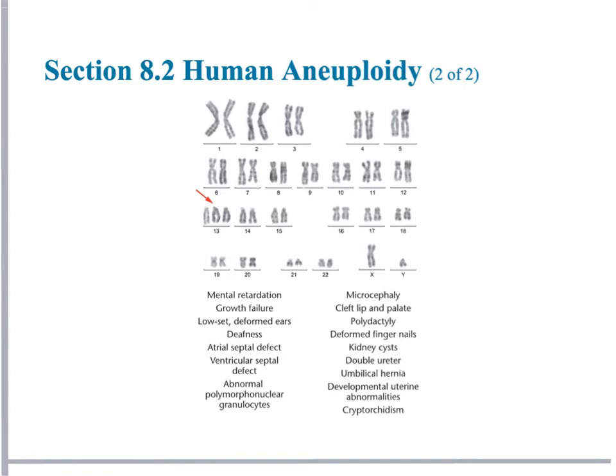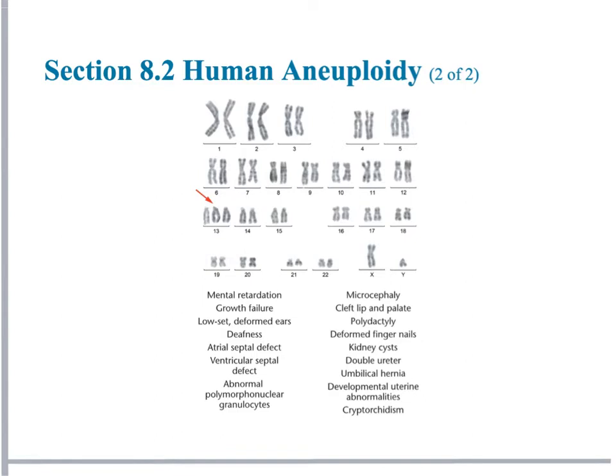Also, heart disorders, the atrial septal defects or ventricular septal defects, either of those in the heart or both, and deformities of the heart. And then abnormal polymorphonuclear granulocytes, that's an immunology issue where your immune system is basically compromised. You don't make enough macrophages or neutrophils to ward off diseases.